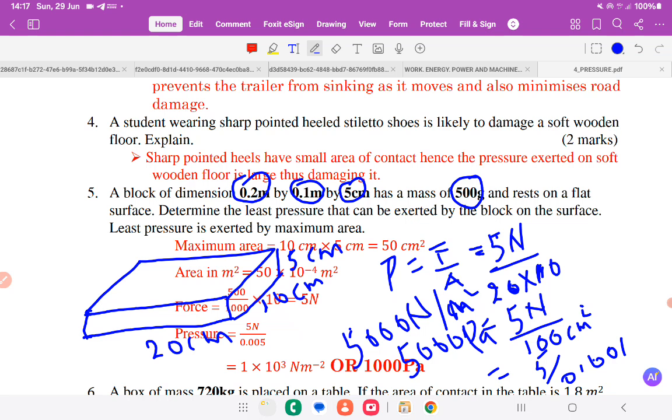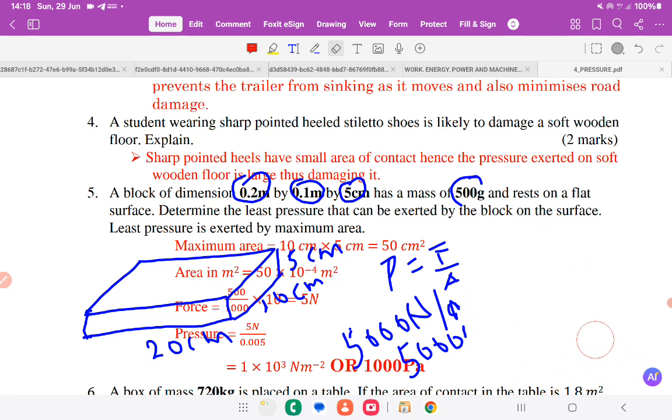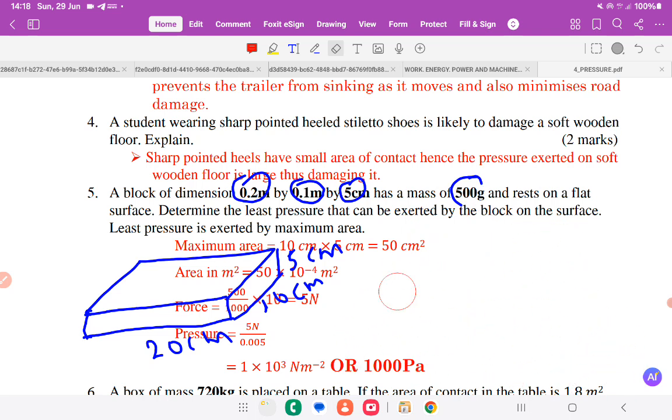Ignore the response that has been given in red print. I think there was some kind of error there which was overlooked. The dimensions here that give us the maximum area are supposed to be 20 multiplied by 10, not 5 multiplied by 10 centimeters. All right, so go through this calculation and convince yourself that you can do this very well.